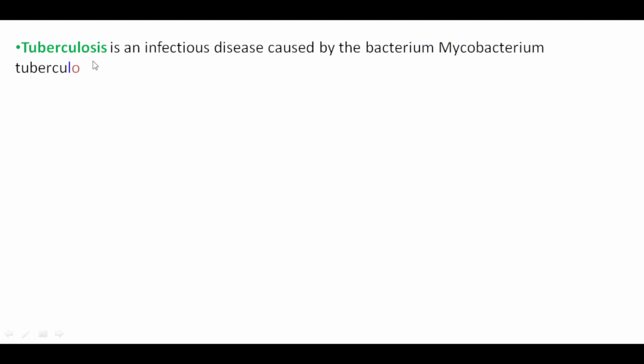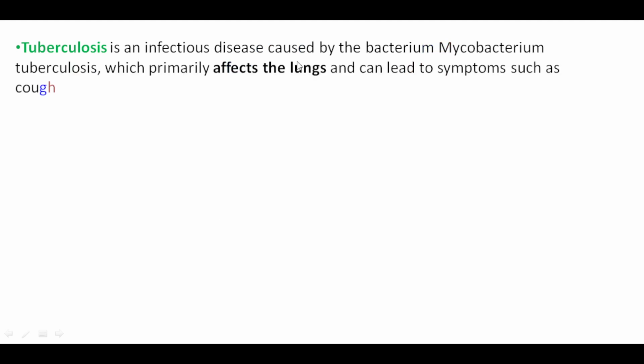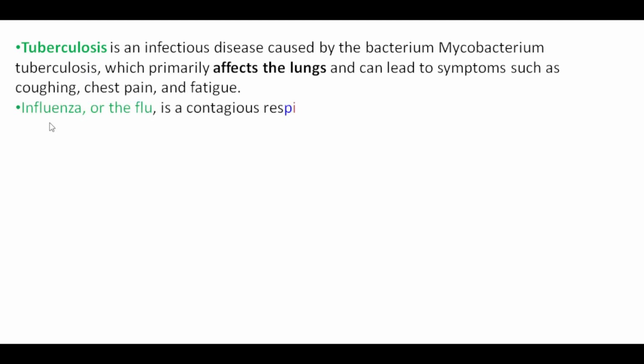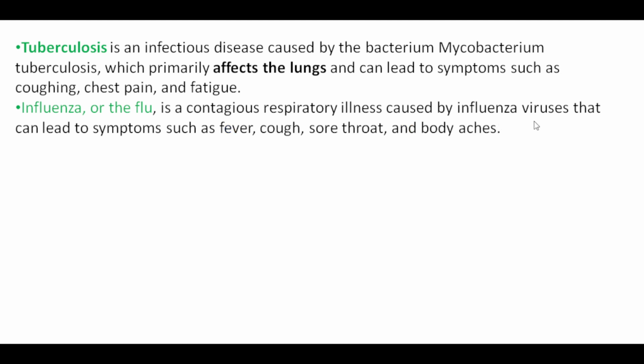Tuberculosis, which we call TB, is an infectious disease caused by the bacterium Mycobacterium tuberculosis, which primarily affects the lungs and can lead to symptoms such as coughing, chest pain, and fatigue. These are the symptoms of TB. Influenza, or the flu, is a contagious respiratory illness caused by influenza viruses that can lead to symptoms such as fever, cough, sore throat, and body aches.